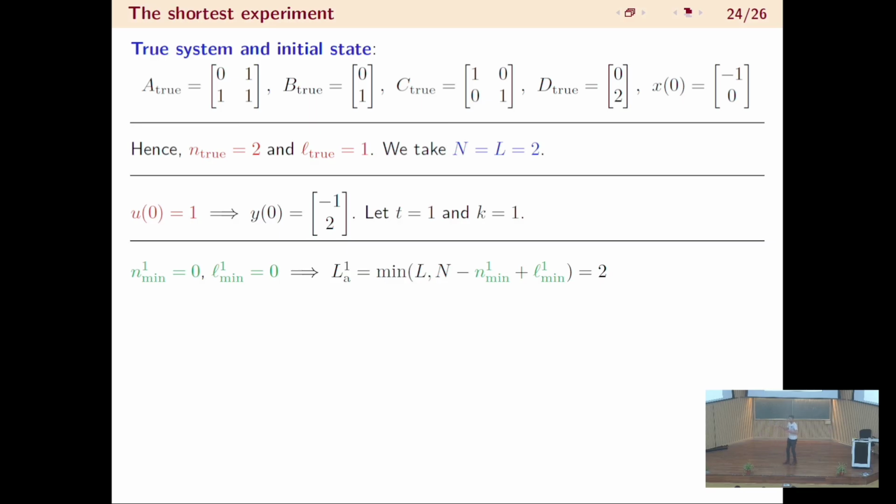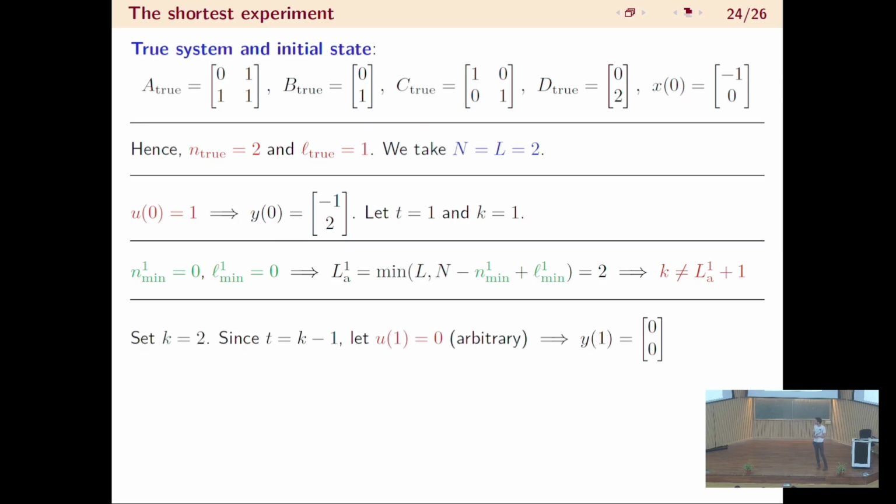Well, we then have to check the stopping criterion. So what do we do? I compute N-min and L-min at this time. In this case, it turns out that they're both equal to 0. Means that the actual bound on the lag is the minimum of these two numbers, the minimum of 2 and 2, which is 2. That means that typically 1 is not equal to 3, so the stopping criterion is not satisfied, right? So if the stopping criterion is not satisfied, what we do is we increase the depth of the Hankel matrix to k is equal to 2.